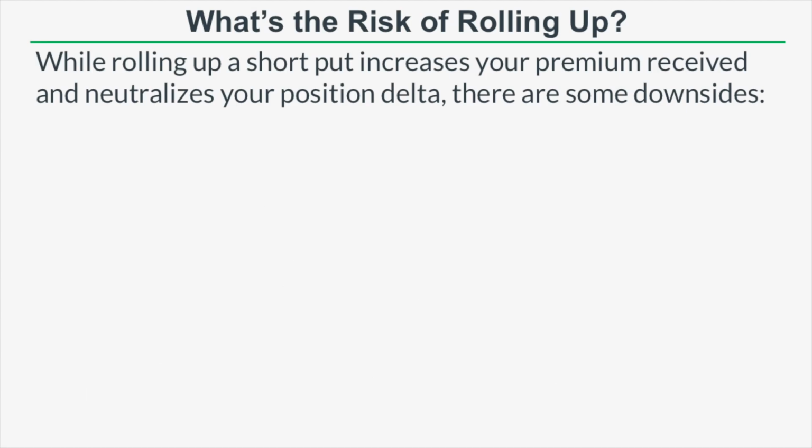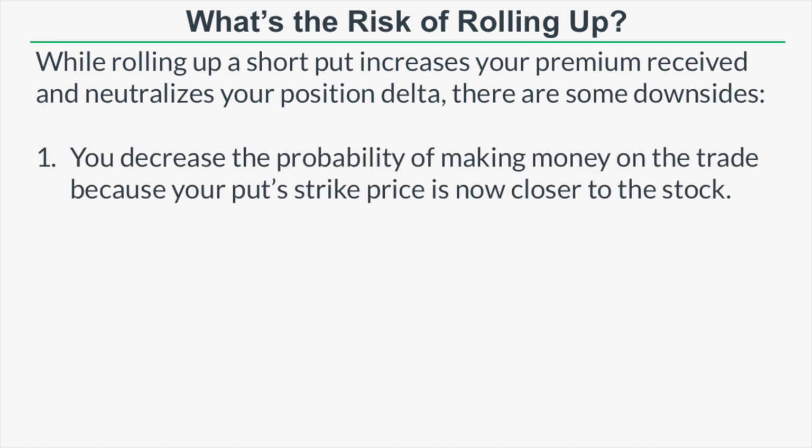Now that we've discussed how you can adjust a short strangle after the stock price increases substantially, we need to talk about the downsides of rolling up that short put. While rolling up a short put increases your premium received and neutralizes your position delta, there are some downsides. The first downside is that you decrease the probability of making money on the trade because your put strike price is now closer to the stock price.